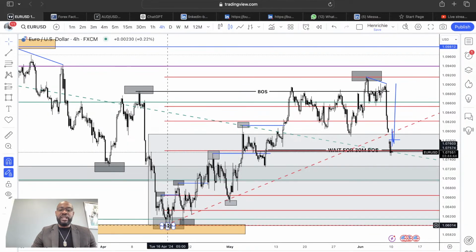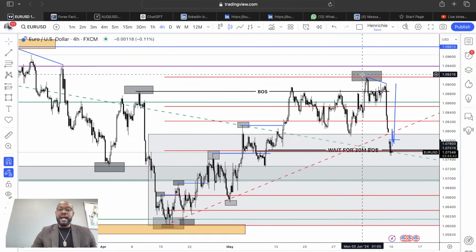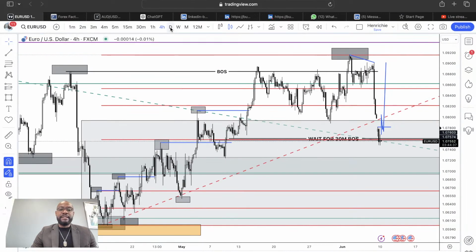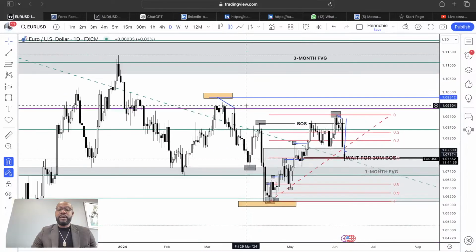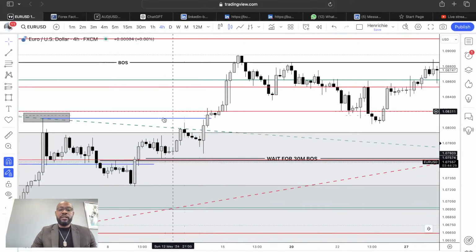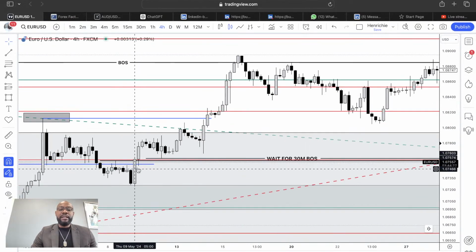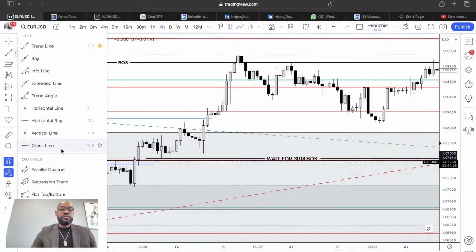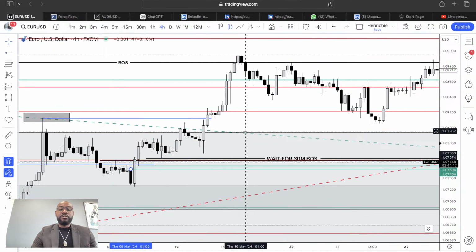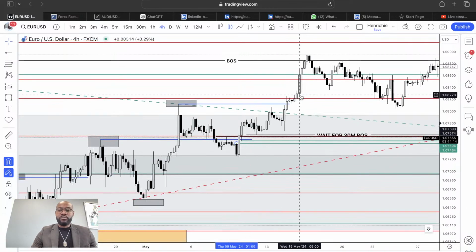We have this daily range low, daily range high. And also there's a daily inefficiency resting right there. You can see the daily inefficiency, and if we go to the 4-hour time frame as well, you can also see a 4-hour inefficiency resting right there too. So if I do see a 15-minute shift of market structure to the upside from this key level, then I'll be looking for a buy to continue to the upside.